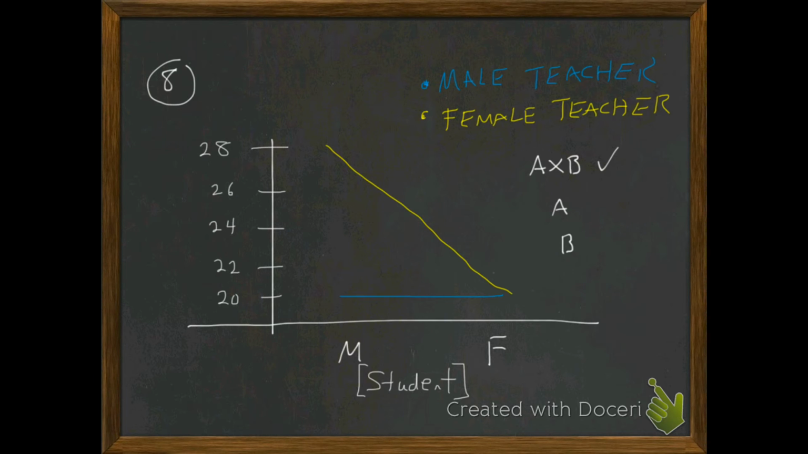If factor A is the gender of the student, well, we have a mean here of 24. We have a mean over here of 20, so we have a statistically significant main effect of the gender of the student. The mean of the yellow line is 24. The mean of the blue line is 20, so we have a statistically significant main effect of the gender of the teacher. So here's a situation where we have all three.